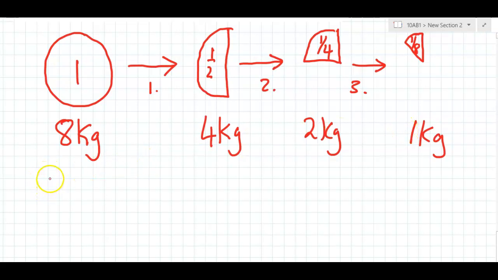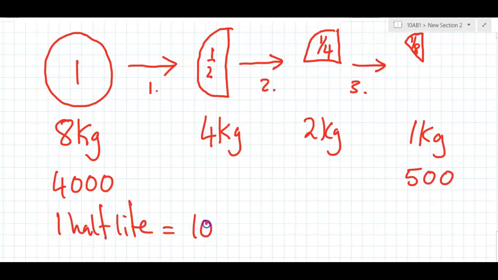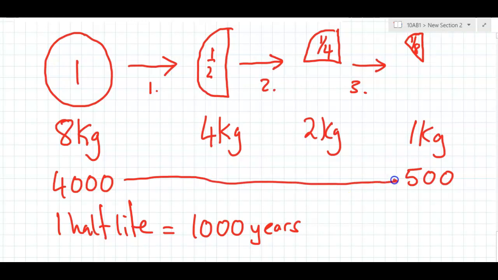So I could put any number here, and I'd know that in 3 half-lives time it would have gone 2,000, 1,000, 500, 1/8 of the original sample. And then if I told you that the half-life was 1,000 years, you'd be able to say that this radioactive isotope would have fallen from 4,000 to 500 in 1, 2, 3 half-lives. This would have taken 3,000 years.